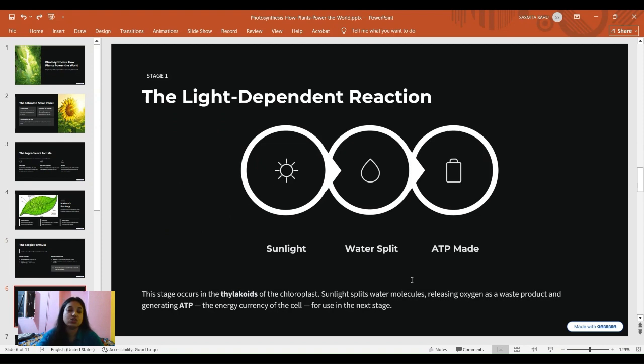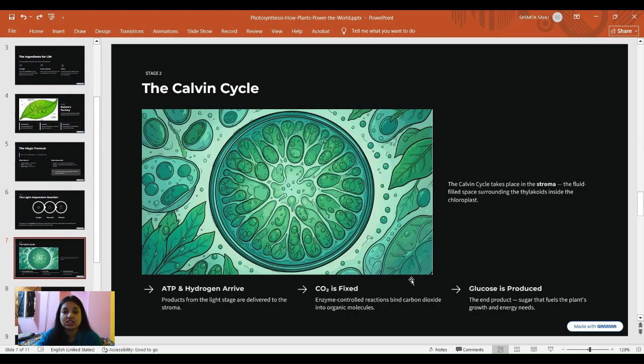Then come to stage 2, that is the Calvin cycle. The Calvin cycle takes place in the stroma, the fluid that fills the space surrounding the thylakoids inside the chloroplast. In this stage, ATP and hydrogen arrive. Products from the light stage are delivered to the stroma. Carbon dioxide is fixed. Enzyme controlled reactions bind carbon dioxide into organic molecules. Glucose is produced. The end product is glucose, sugar that fuels the plant's growth and energy needs.